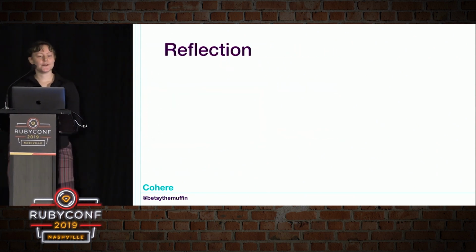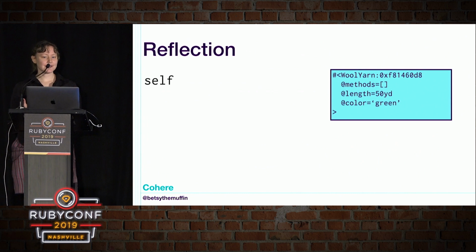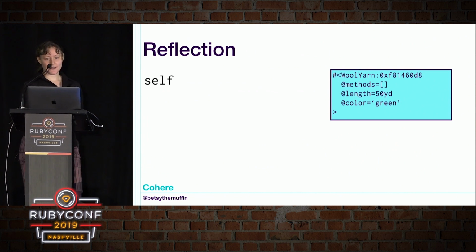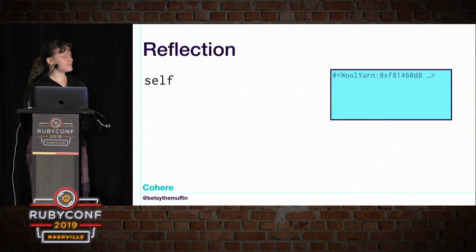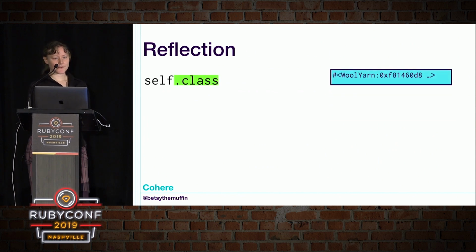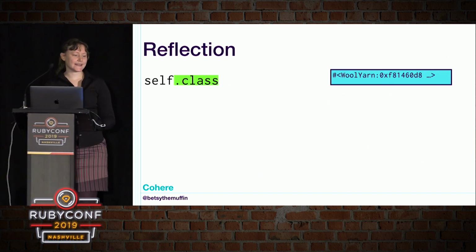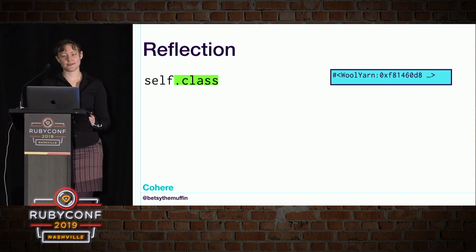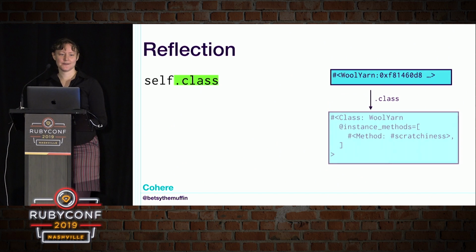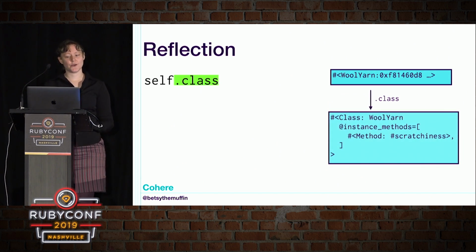The most basic way we can use reflection in Ruby is calling self to understand what the current object is. And then we can proceed from there. We can ask self what class it's an instance of. In this case, a wool yarn instance turns out to have a class of wool yarn. This isn't necessarily very interesting information in itself, but we can move on from here to some really cool places.